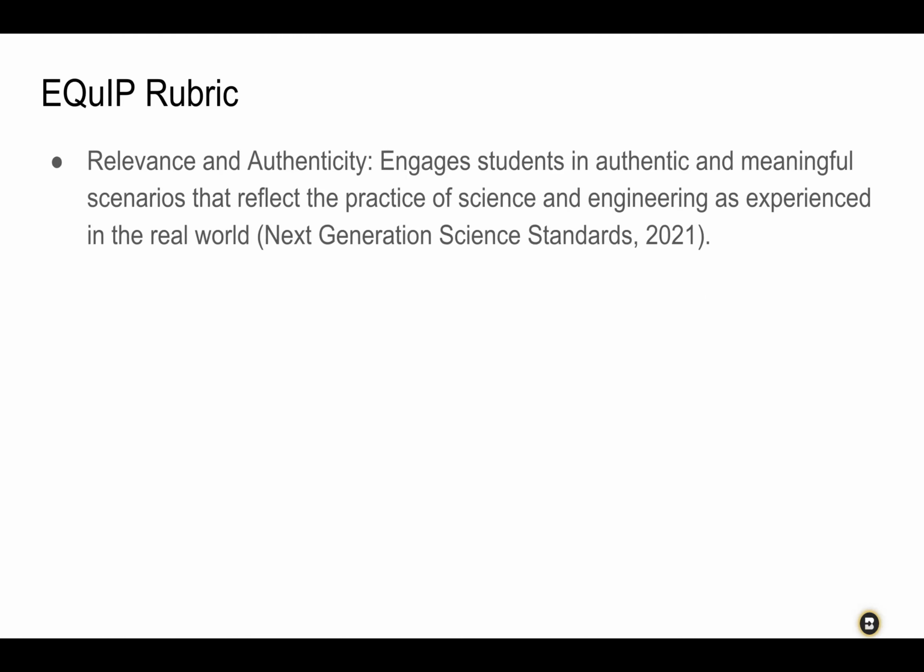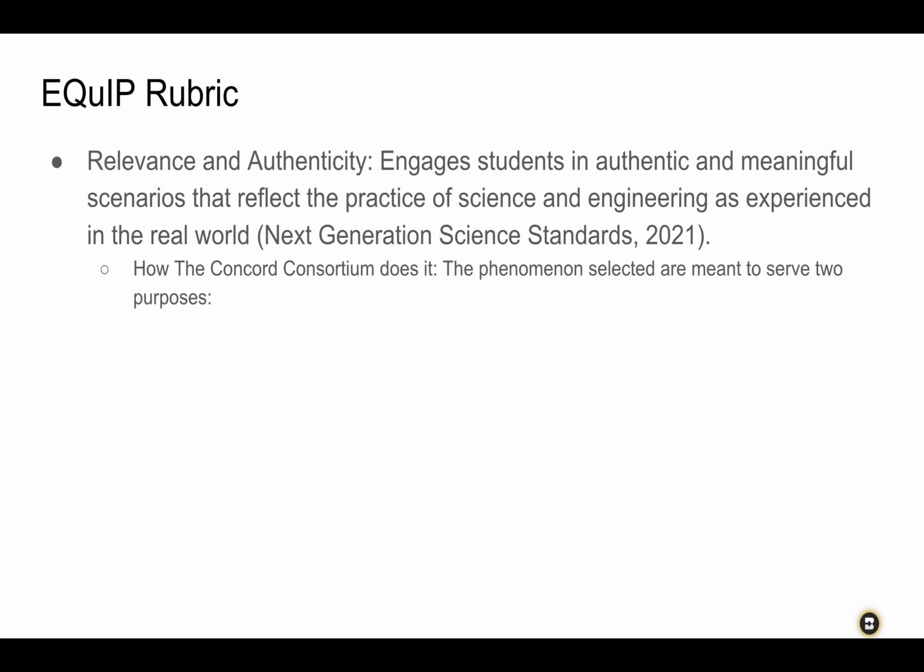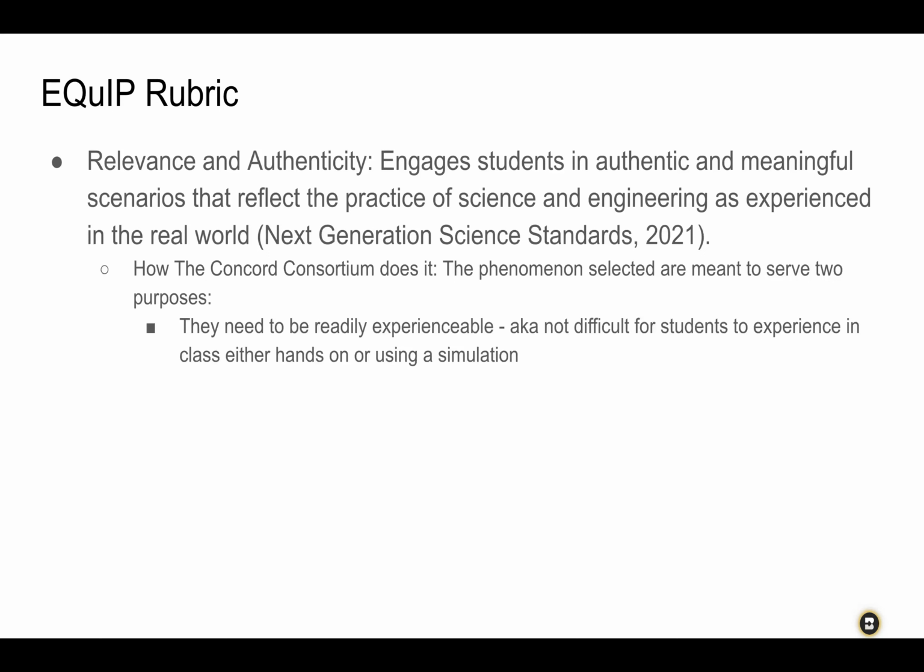And then finally, relevance and authenticity engages students in authentic and meaningful scenarios that reflect the practice of science and engineering as experienced in the real world. How the Concord Consortium does it: the phenomena they select are meant to serve two purposes. They need to be readily experienceable, not something that is difficult for a student to experience either in class, hands-on, or using a simulation. It needs to be something they have access to, so it's real and in front of them. And then they should be common enough that students may have some experience with them.